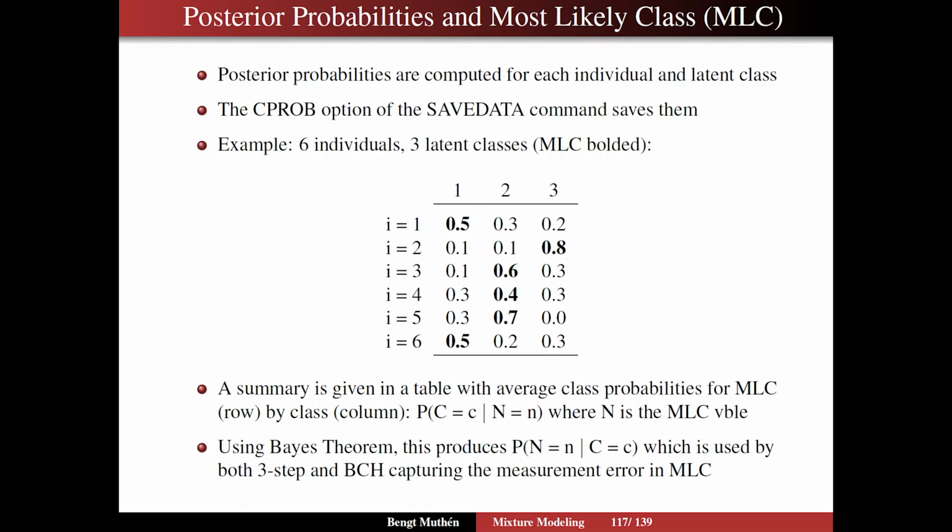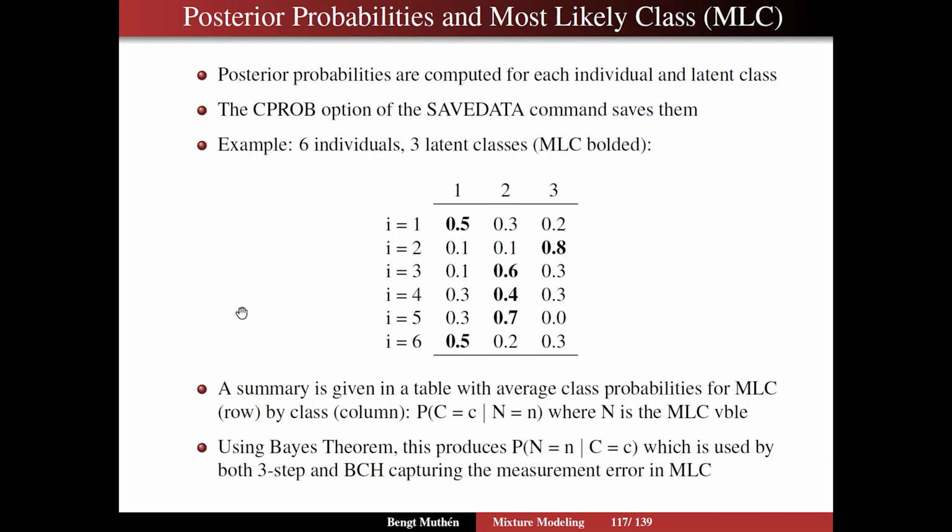So this table here looks familiar to you from that part of the talk. We show an example of 6 individuals and 3 latent classes, and the posterior probabilities are given for each individual and each latent class through the cprob option of the save data command. And the most likely class is bolded. So for individual 1, class 1 is the most likely, and for individual 4, class 4 is the most likely, just barely. Individual 6, class 1 is the most likely.